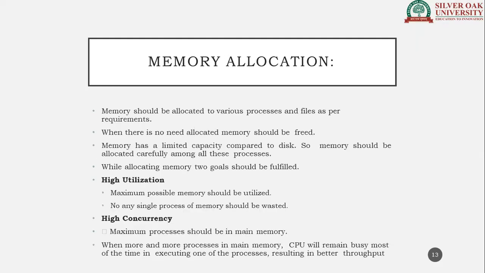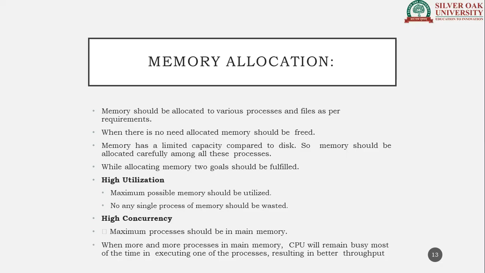Now we'll see memory allocation, that is, how we can allocate the memory. There are different ways to allocate memory. Memory should be allocated to various processes and files as per the requirement. When allocated memory is no longer needed, it should be freed so that we can utilize the free slot. Memory has a limited capacity compared to disk, as we have seen earlier, so it should be allocated very carefully among all the processes running simultaneously.